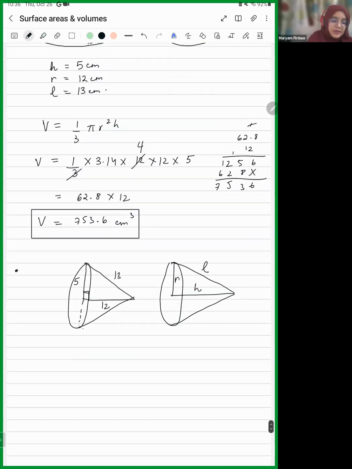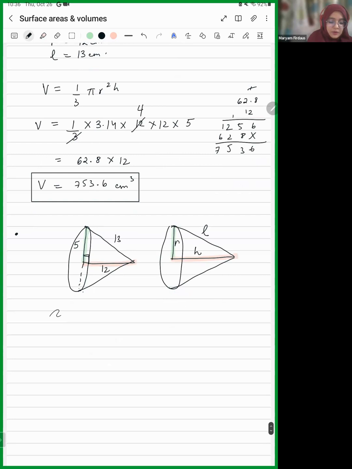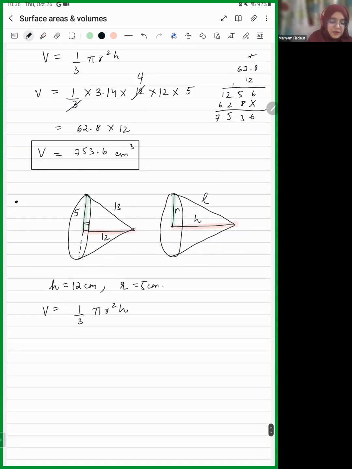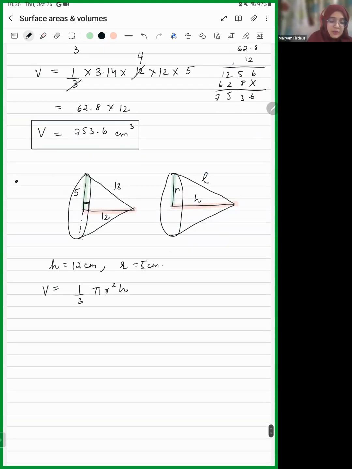So now if you compare these three things, what is the H in this case? Ma'am, 12 centimeters. R here is 5 centimeters. And the length is 13. It's not length, it's slant height. So for the volume, you see how it's going to be different.